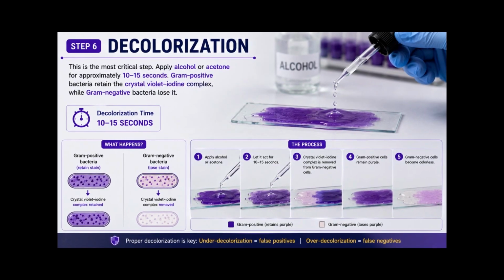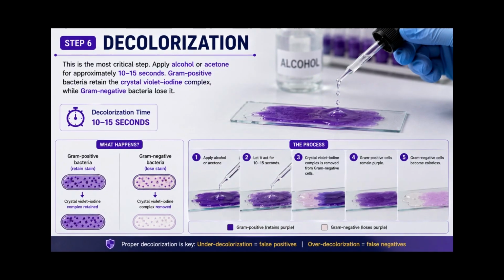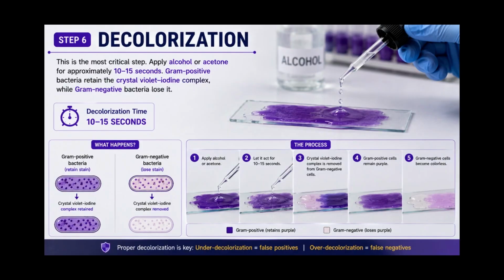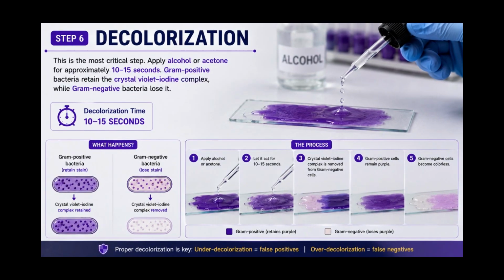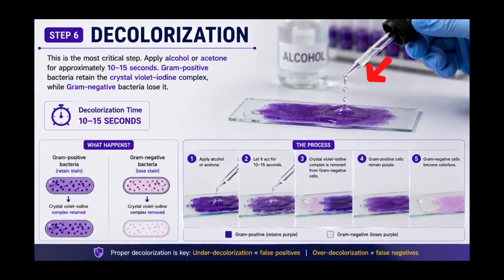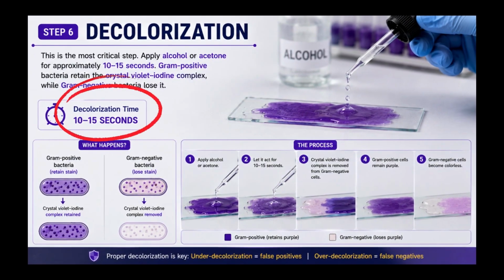Step 5. Decolorization. This is the most critical step of the gram staining procedure. Decolorization is the process of removing the primary stain, crystal violet, from certain bacterial cells using a decolorizing agent, usually alcohol or acetone. Apply alcohol or acetone for approximately 10 to 15 seconds.